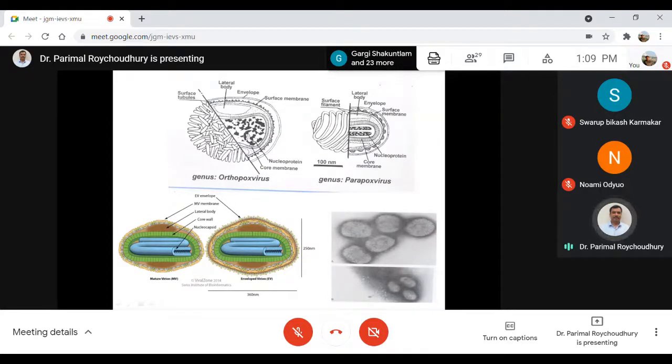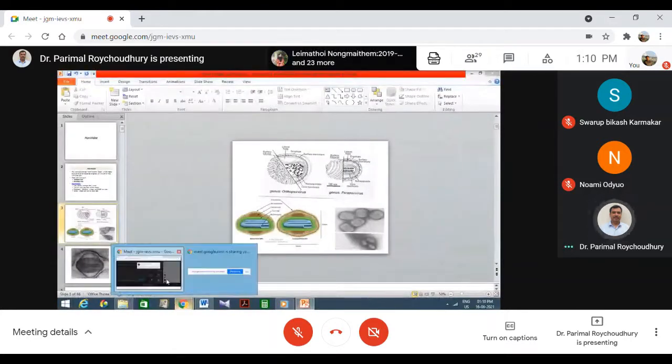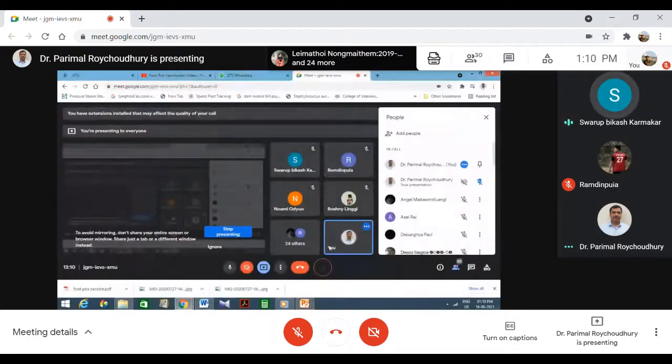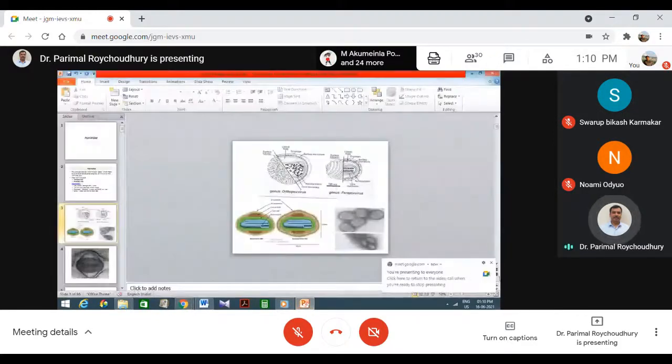As you can see here, on the surface there are some tubular deposits, and they do not give rise to any definite symmetry to the virus. We call this a complex symmetry. Okay. Could you see the slide? Yes, sir. Okay. If you have any query or any questions in between, you can ask me.